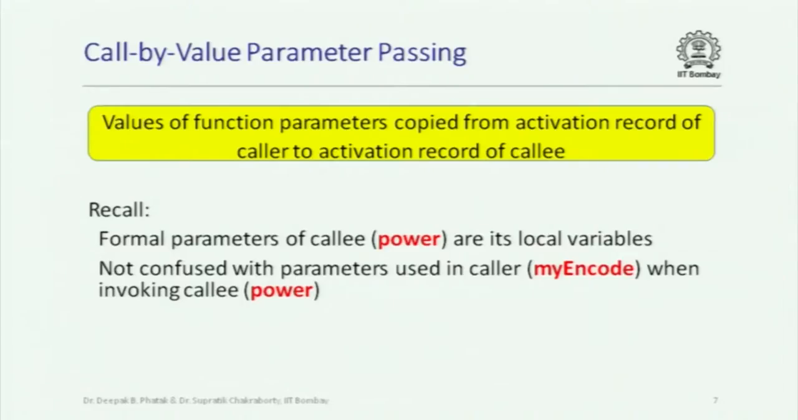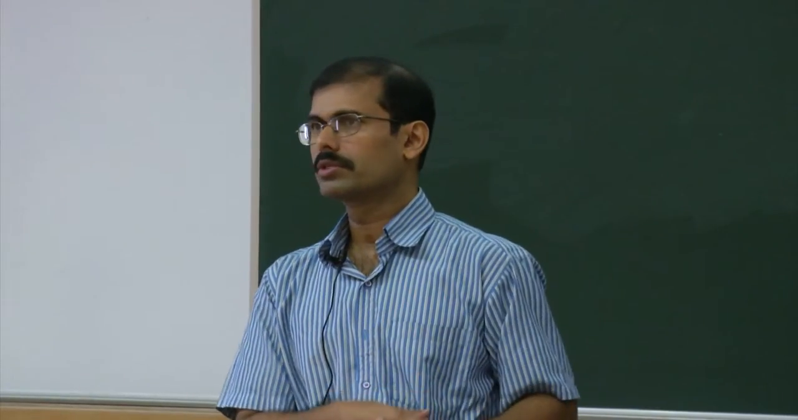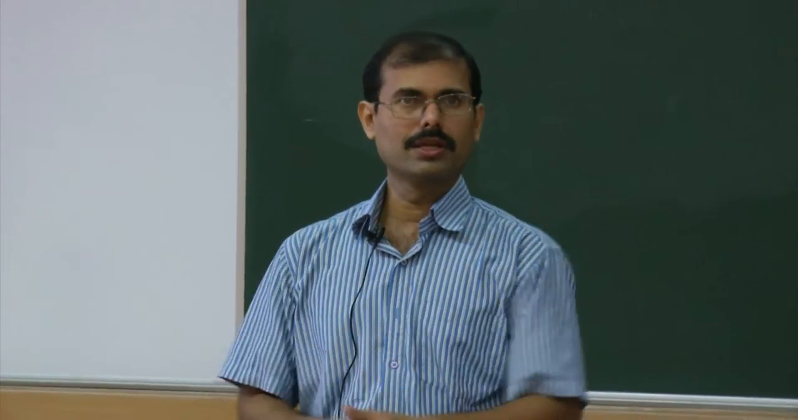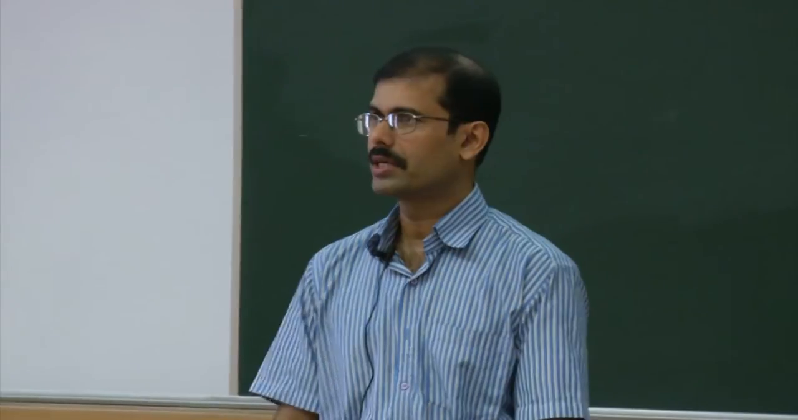And the formal parameters of the called function, or the callee, are just like drawers over there. You copied the values from the drawers of one room and put them in the drawers of the other room. So the formal parameters of the called function are just like local variables, just like any other drawers. And they are the drawers belonging to that room, so they are not to be confused with the drawers belonging to the other room, because once you go to the other room, you basically lock the door and you just operate in that other room, right?